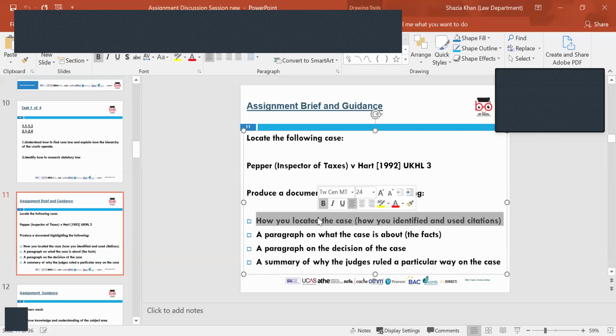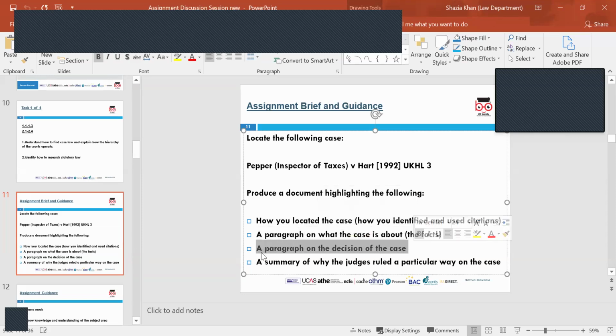So this is that as a heading and then right under it, the next one as a heading and right under it, the next one as a heading and right under it, and then the last one as a heading. So this is task 1. First, how you located the case, and here how you identified and used citations. Secondly, a paragraph on what the case is about, so the facts of the case and just a paragraph on that. Then a paragraph on the decision of the case: what was held in the case, the decision that was identified, and a summary of why the judge ruled a particular way.